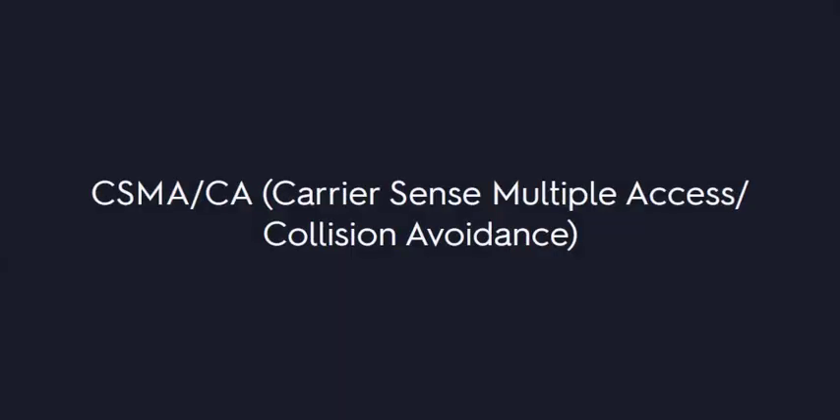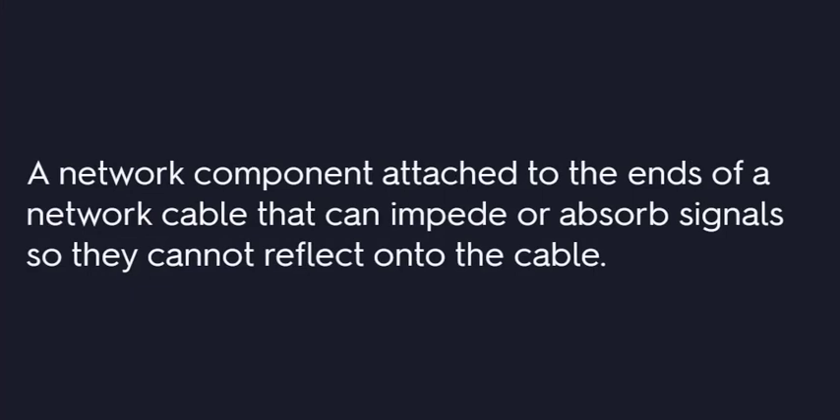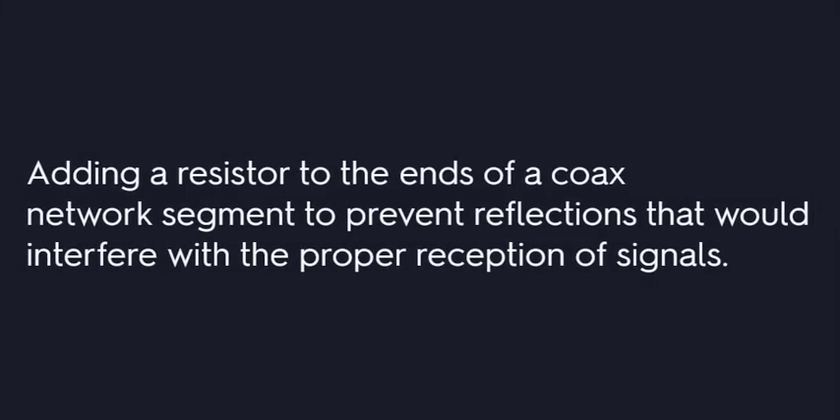Terminator. A network component attached to the ends of a network cable that can impede or absorb signals so they cannot reflect onto the cable. Termination. Adding a resistor to the ends of a coax network segment to prevent reflections that would interfere with the proper reception of signals.